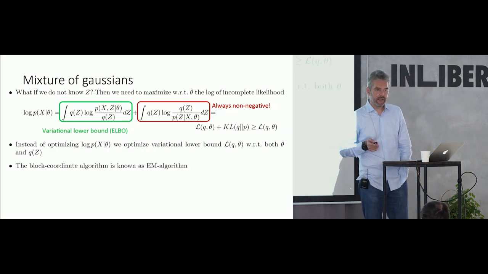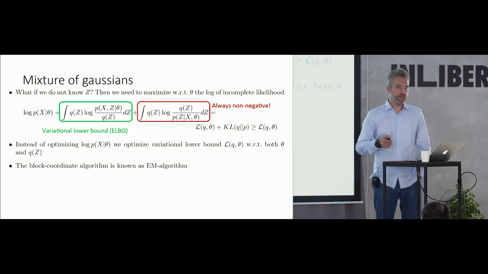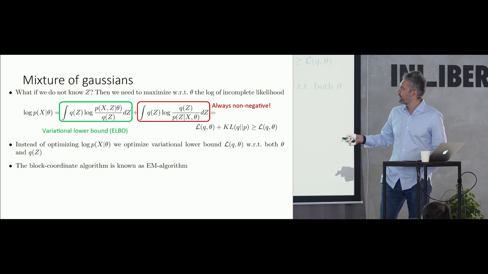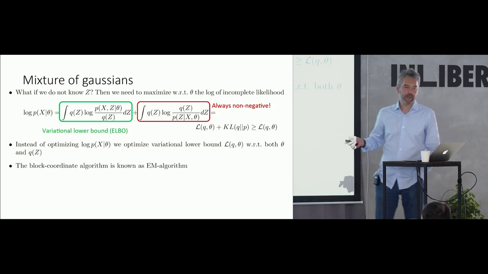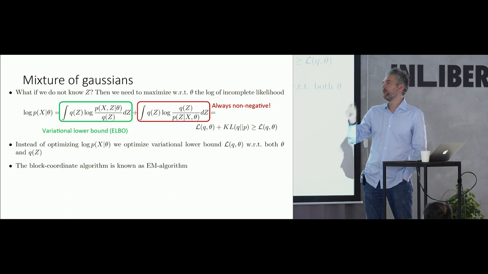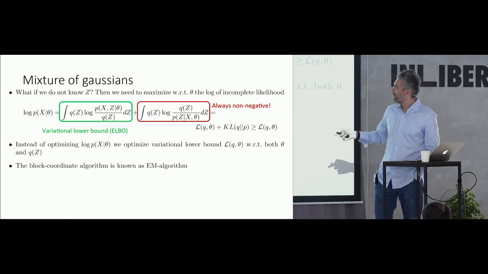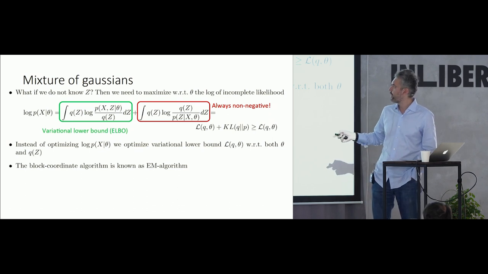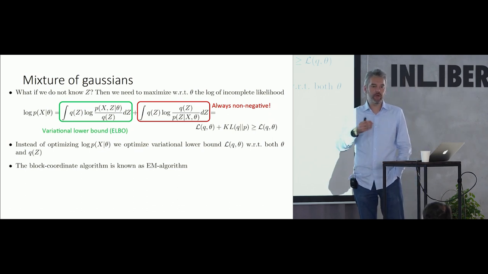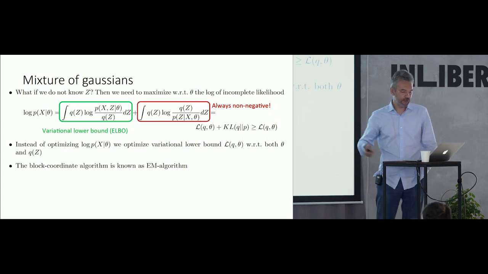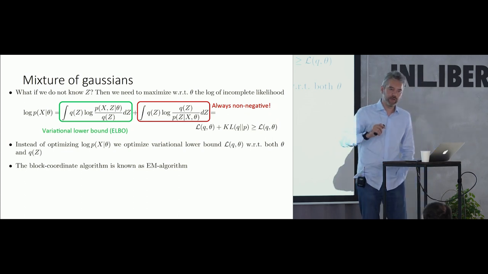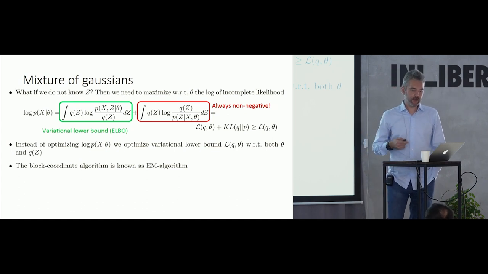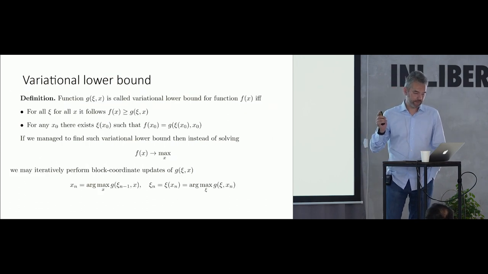And the idea of the EM algorithm, which we'll study now, is that instead of optimizing the log of the incomplete likelihood, we try to optimize the variational lower bound with respect to theta and with respect to Qs. And we perform block coordinate optimization. So we fix theta and we update Q, then we fix Q and update theta. And this is a two-stage iterative algorithm known as the EM algorithm.